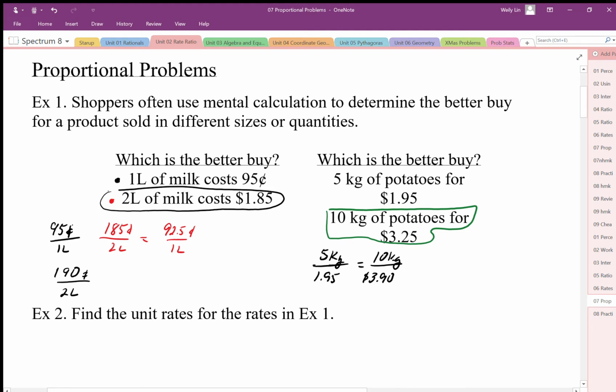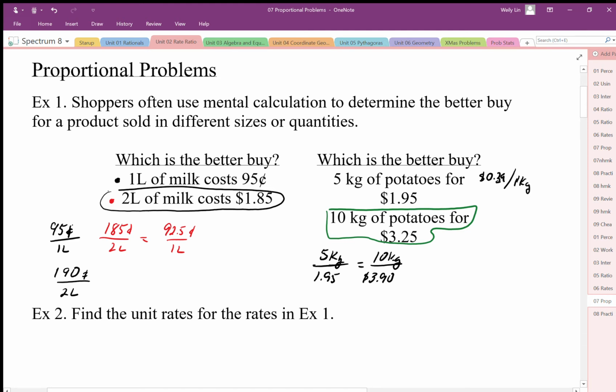I could also do unit rates. So if I want to do a unit rate, I can find the unit rate. In this case, I'm going to do dollars per kilogram. So I'm going to find the unit rate in dollars per kilogram. So I'm going to take my $1.95, divide it by 5 kilograms, and I get 39 cents. So this ends up being 0.39 per 1 kilogram. So there's my unit rate.